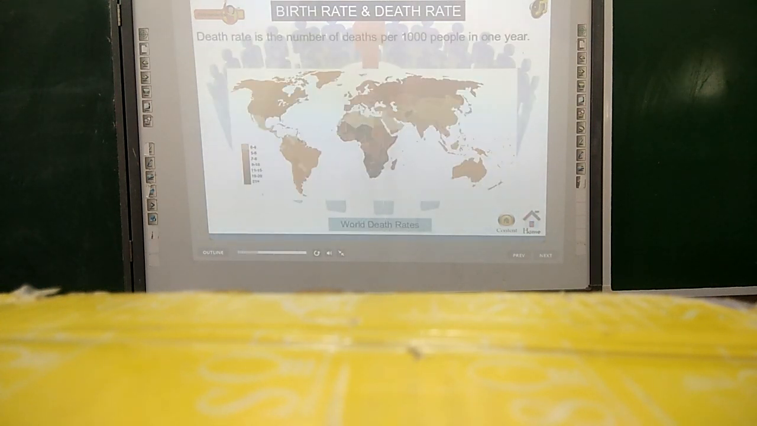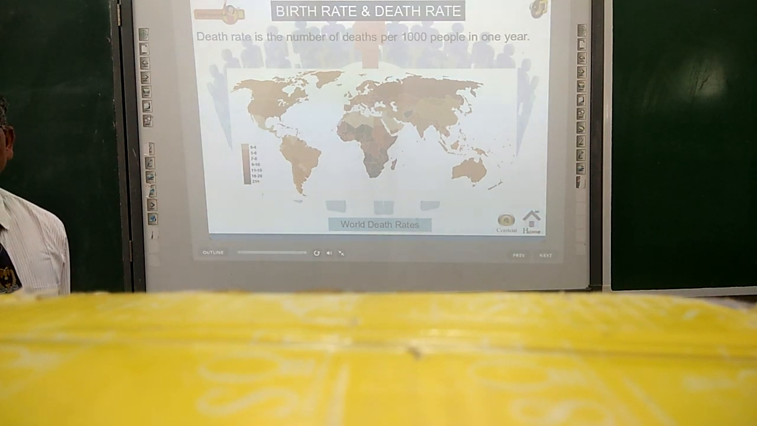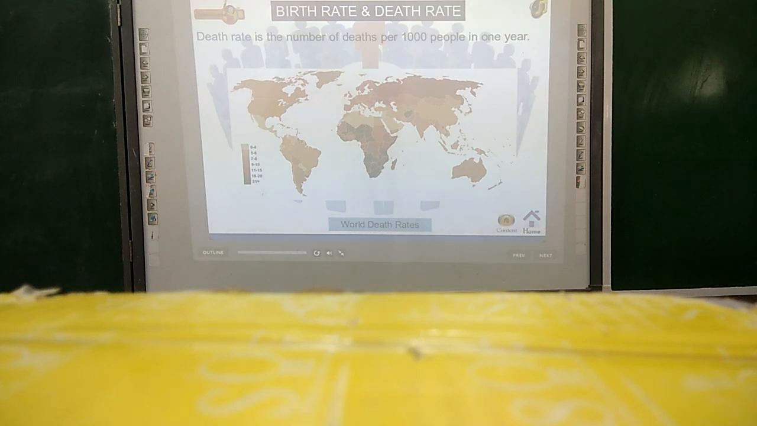Death rate. Death rate is the number of deaths per 1,000 people in 1 year. Let us have a look at the map showing the death rate per 1,000 people in a year. So how many people are going to die in a year for every 1,000 people? Death rate means the number of deaths for every 1,000 people in a year.